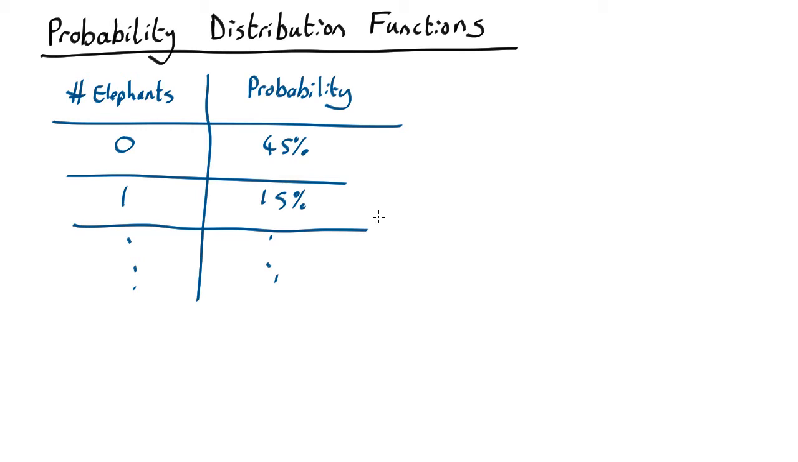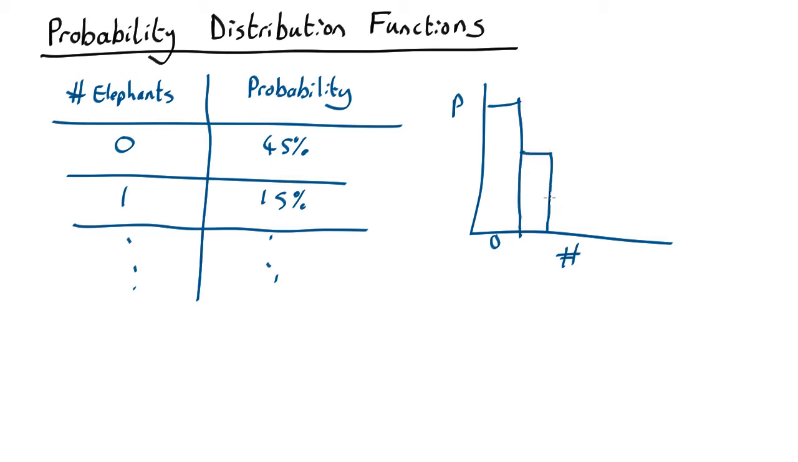Or you could draw it as a histogram. So you could have number of elephants and probability, and so you might have 0 elephants, quite a high probability, 1 elephant, a lower probability, and then some other histogram that looks like this.